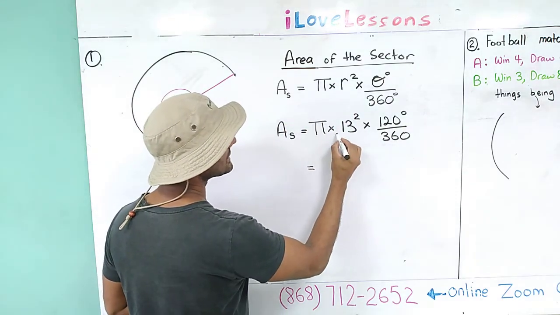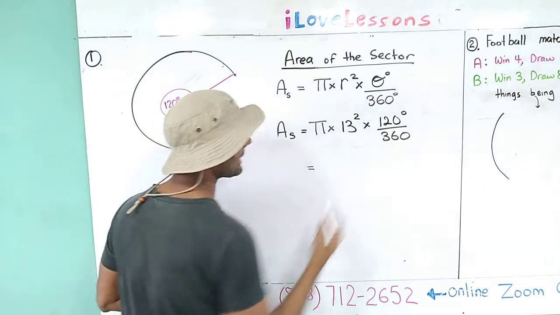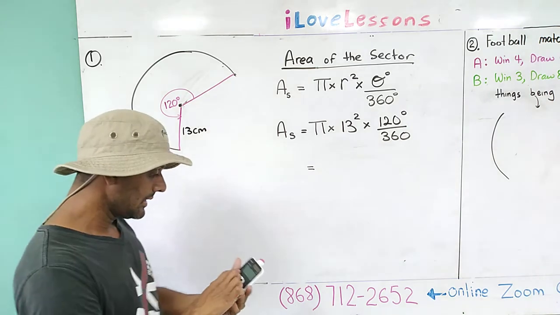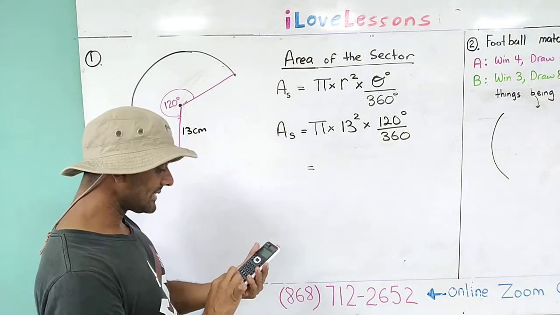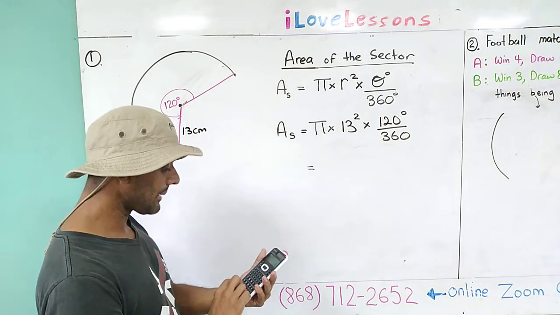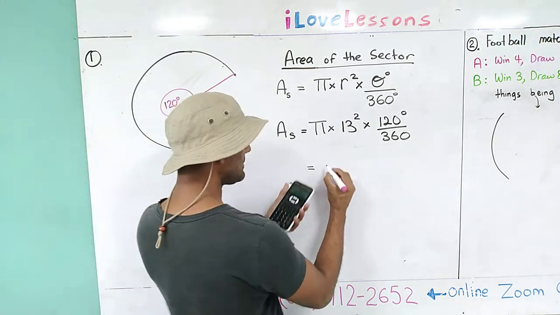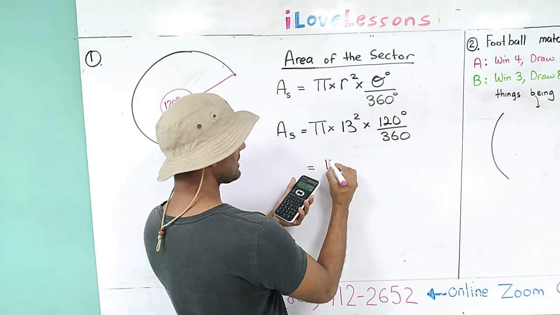So pi multiplied by 13 squared multiplied by 120 divided by 360. See if you can work it out before me. And tell me if you get this answer.